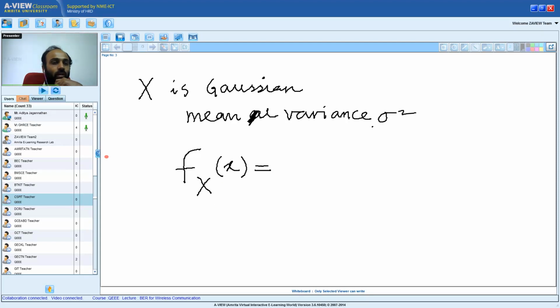Okay, let me see if someone else is familiar with the probability density function. Any other college? GC, GCK, GCT.